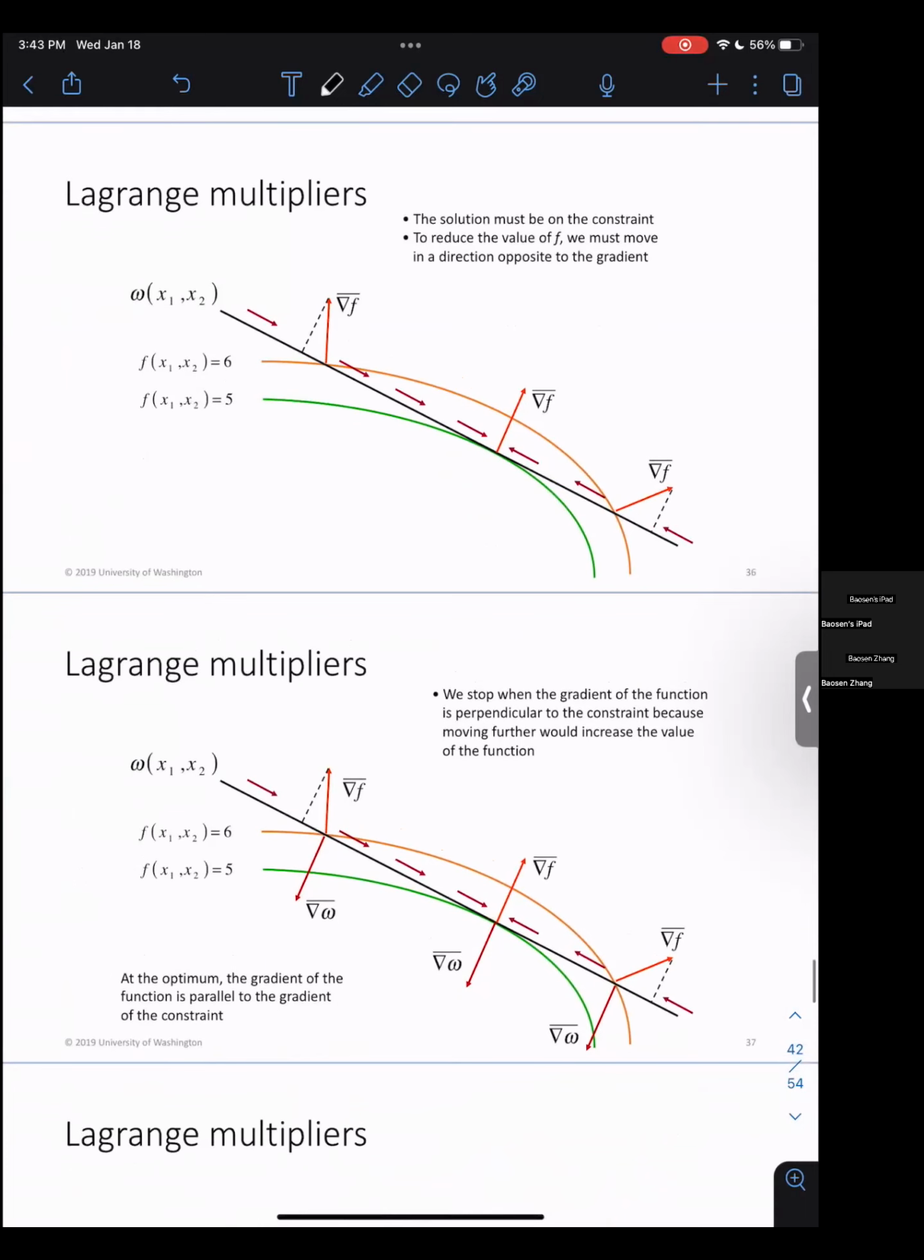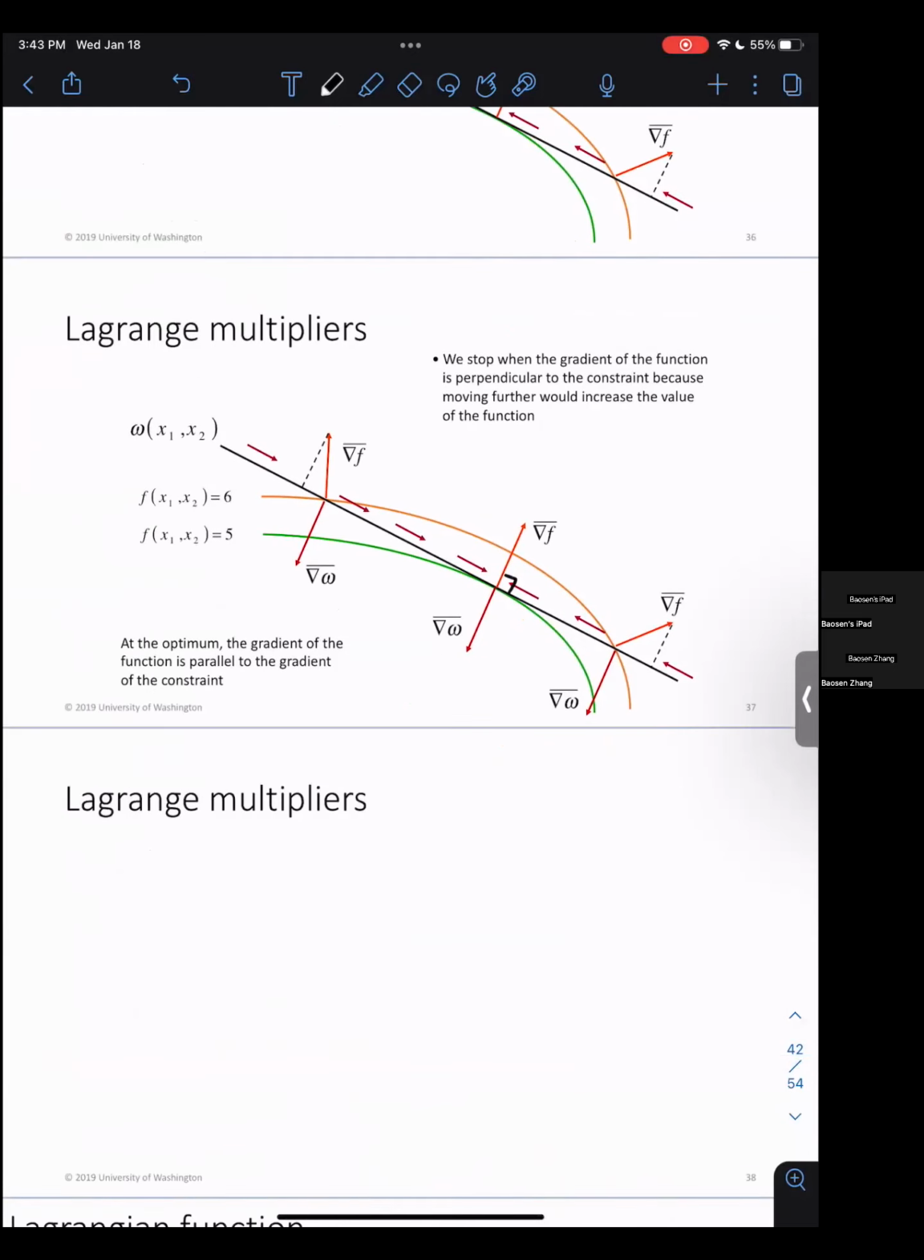So this is drawing for a better picture at optimum. Which way do you go? If you start here, you go inward. If you start here, you go this way. At this point, these two gradients are parallel to each other, both perpendicular to the constraint. Okay, so this is what must happen at the optimal point.